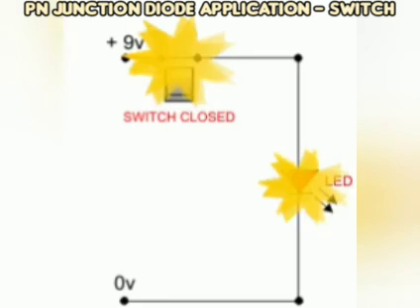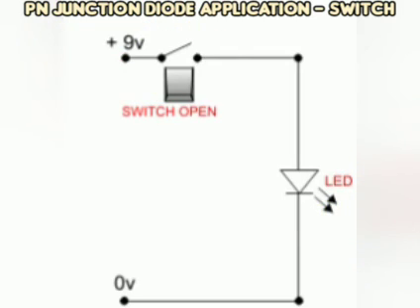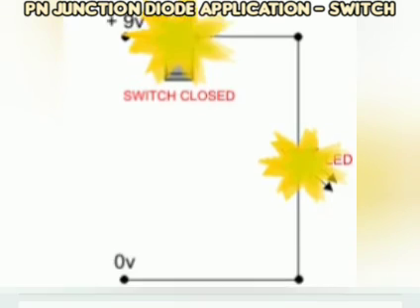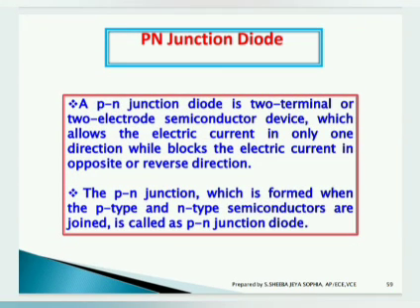Yes, this is the working of the PN junction diode. The PN junction diode acts as a switch in real-time application. It works only in one direction, the forward direction. And also it is applied in LED lighting applications, rectifier circuits, oscillators, etc. So these are all the real-time applications of the PN junction diode.